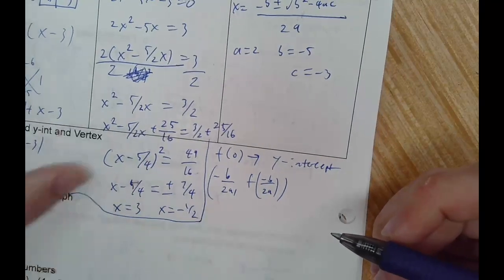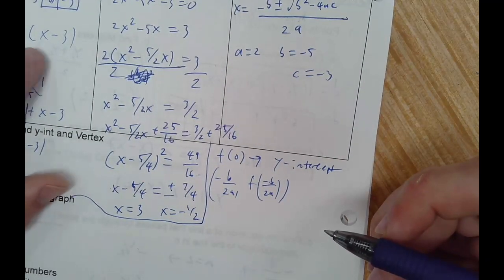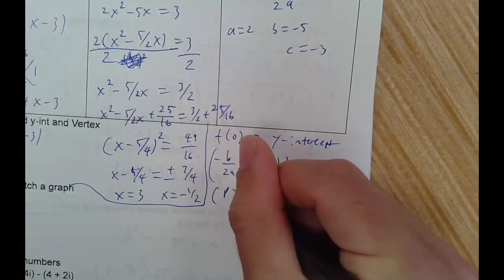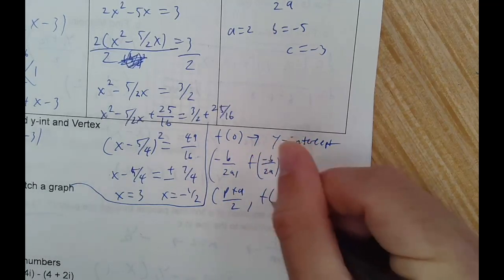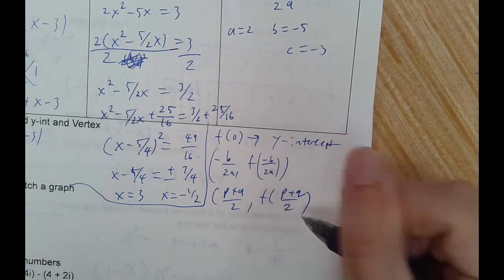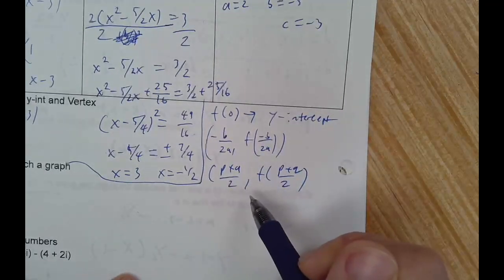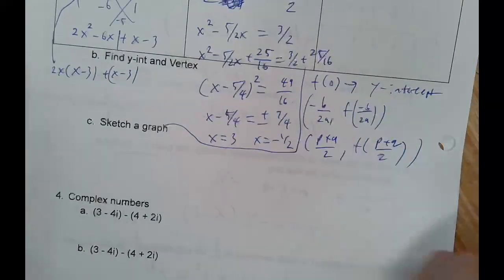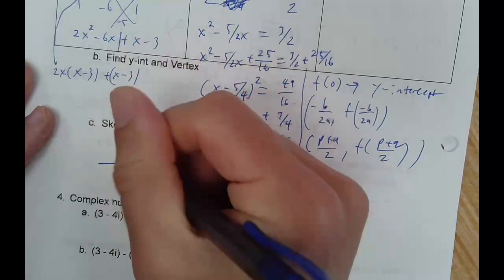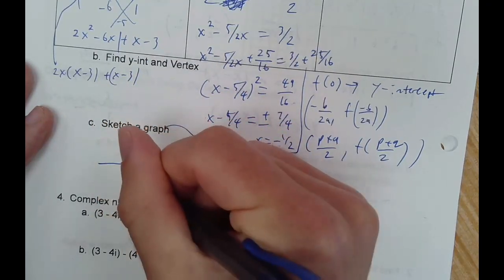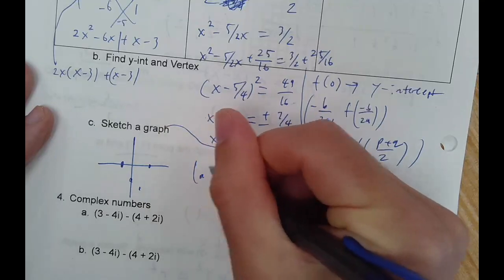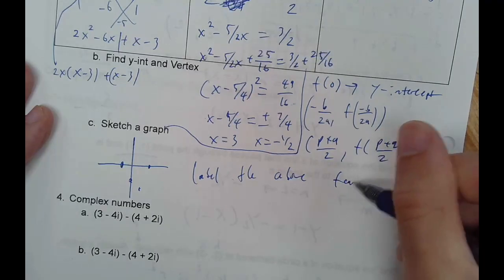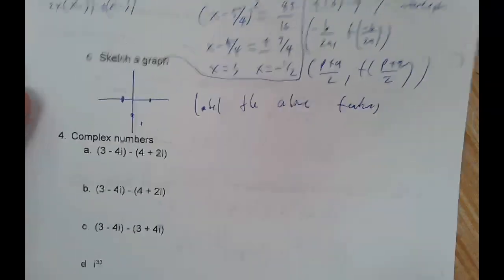If it was given to you in factored form, right, you could take the midpoint of the zeros, and that would be your x value. It's p plus q over 2, and then f of p plus q over 2. This is just the midpoint of your zeros, and then the output of the midpoint of your zeros. Same thing. Okay. In this case, just be prepared to mark the zeros, the y-intercept, and the vertex. Okay. Just label the above features.